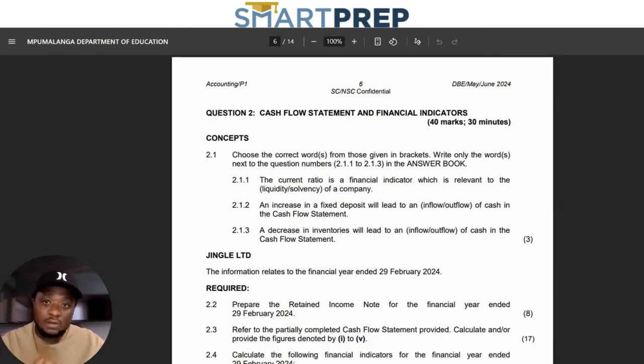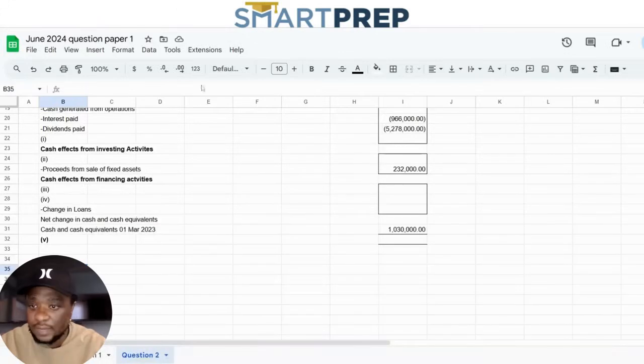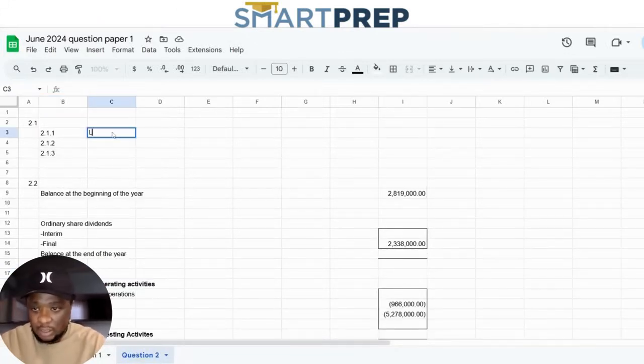And yeah, without further ado, let's jump straight into the question. So in this question, we're doing the cash flow statement and financial indicators. The first question is just on basic concepts. The current ratio is a financial indicator which is relevant to the liquidity or solvency of a company. Now remember that liquidity looks at the short-term ability to settle debts, whereas solvency looks at the long term, and the current ratio is current assets to current liabilities. Both of those things are in the short term, so that will be liquidity. So for the first question, we would go with liquidity.